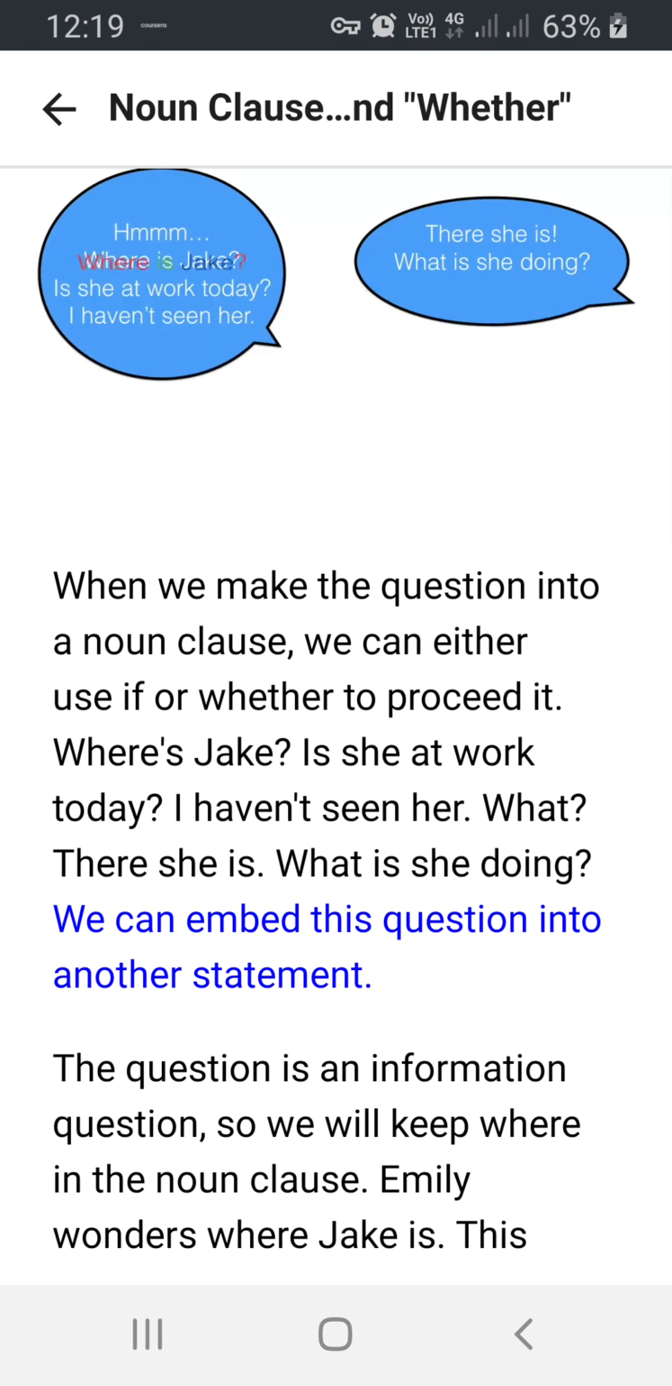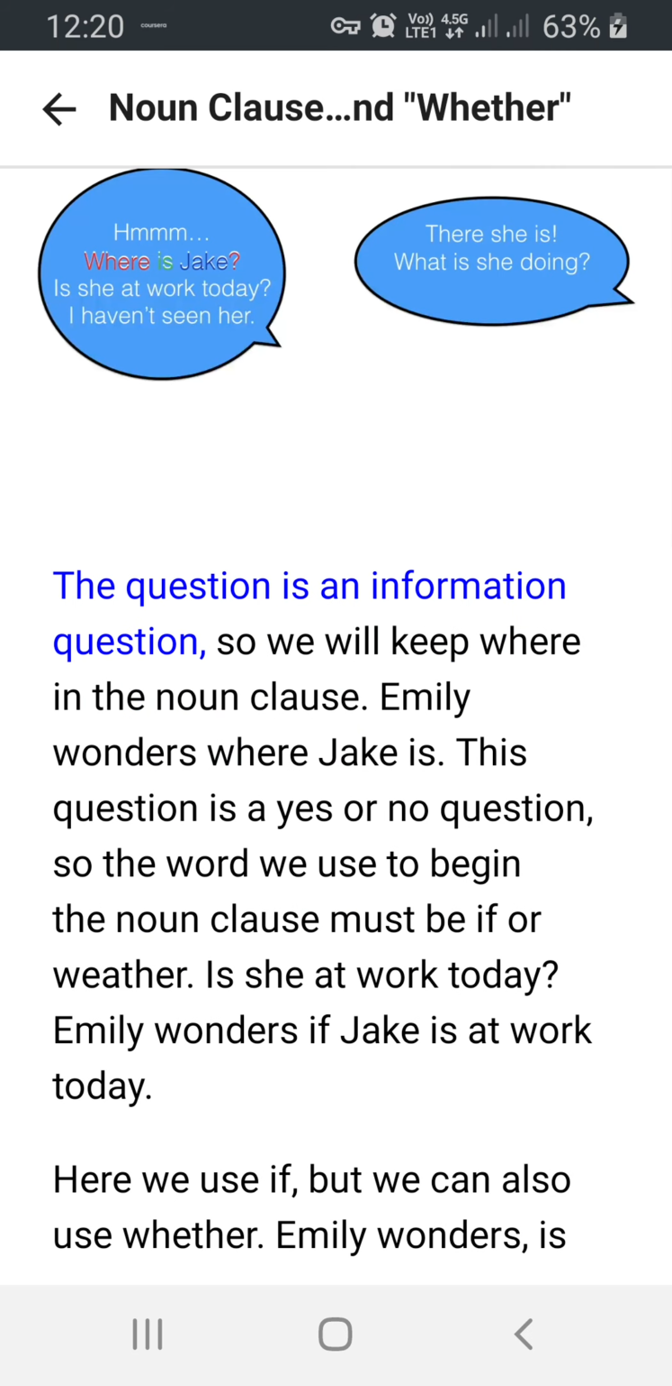We can embed this question into another statement. The question is an information question, so we will keep where in the noun clause. Emily wonders where Jake is.